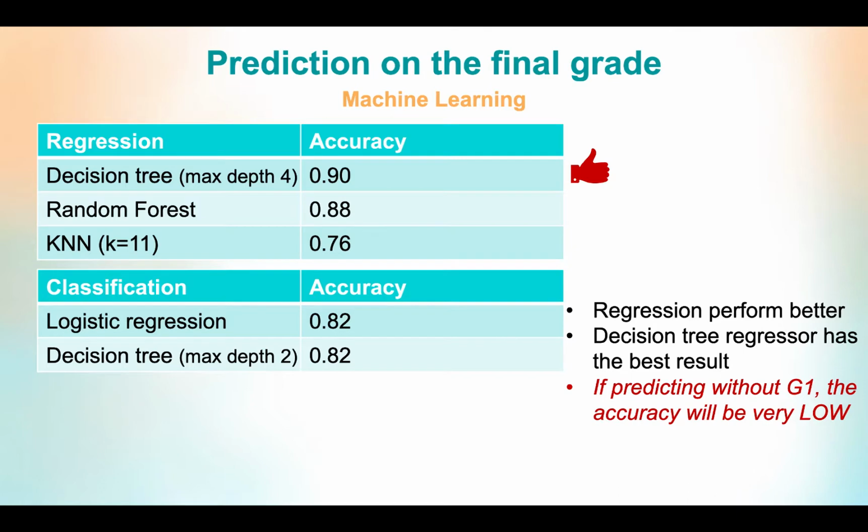And after doing the machine learning, we can see that the decision tree performs better, and it has the best results. However, I found out that if I predict without the G1, the accuracy would be very, very low.